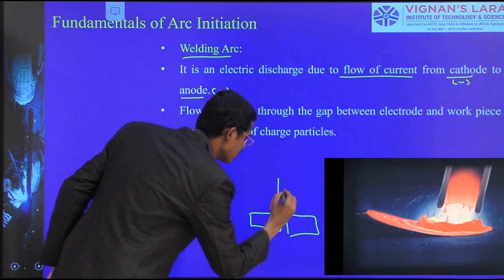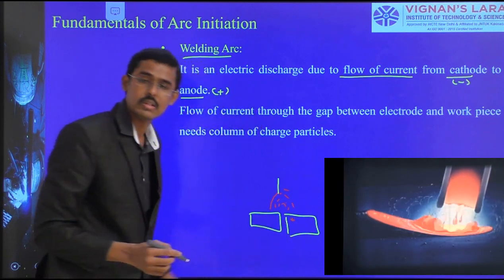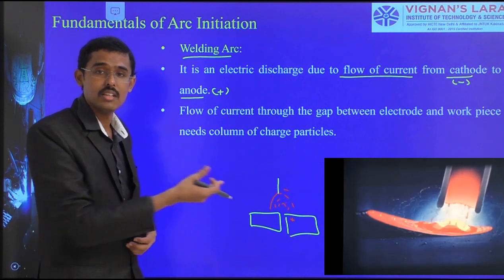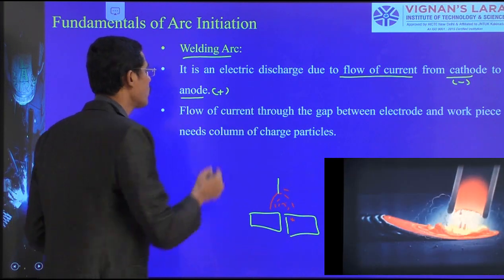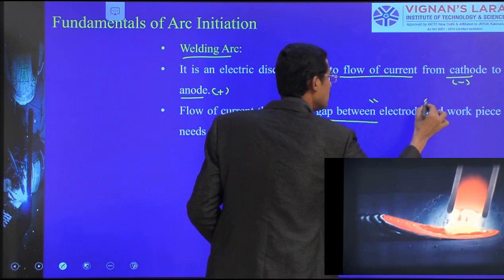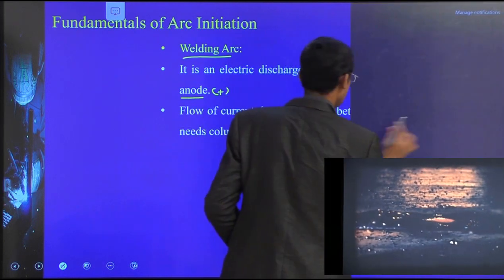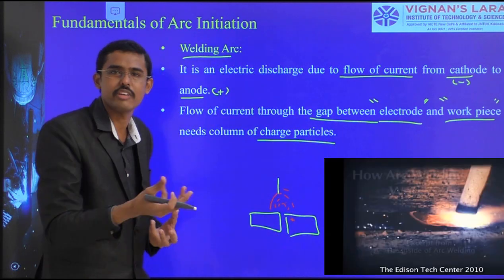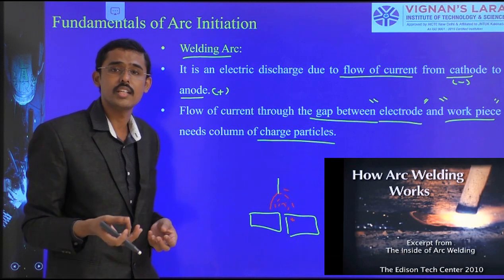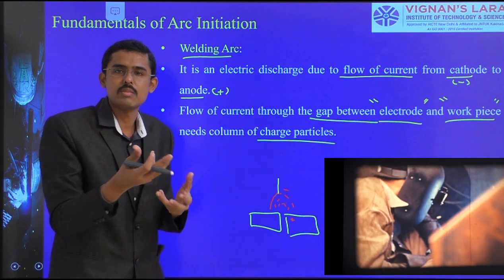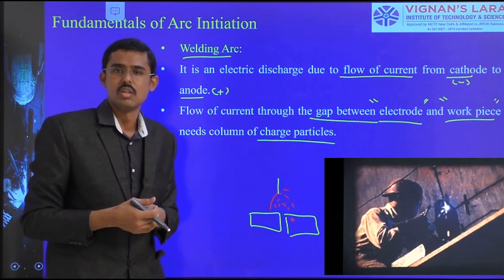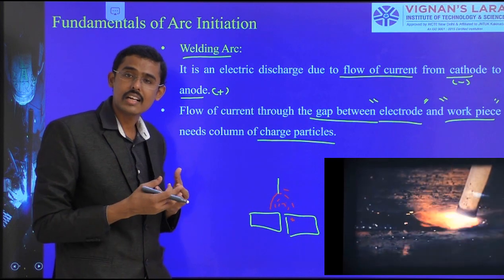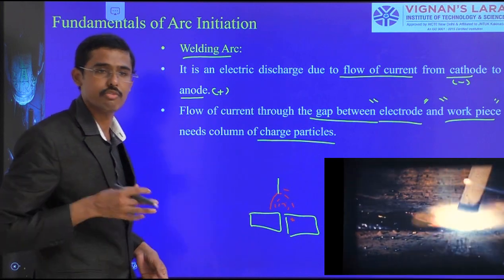So the electron flows from the negative end to the positive anode workpiece. Here this flow generates the heat, and the heat obviously melts the electrode. So the flow of current through the gap between the electrode and the workpiece needs a column of charged particles. Charged particles are nothing but a flow of electrons. That is the electron we have to create. How should we create them? Every material contains molecules which contain atoms and electrons. So these electrons have to be ejected outside the electrode, and the ejected electrons have to be absorbed by the workpiece. Then automatically the flow creates the heat.